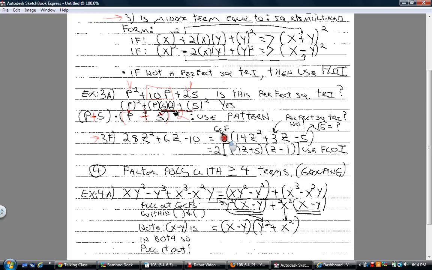When you pull that out, what are you left with? 2 times 14z squared. 2 times 3z is 6z. 2 times minus 5 is minus 10, so you're on your way. That 2 is always a factor. Now inside the parentheses, you ask yourself, look at the third term, is that a perfect square? No. Can you take the perfect square root of 5? The answer is no. So you don't have to do any more of the perfect square trinomial check. Just start using FLOY or reverse FOIL.